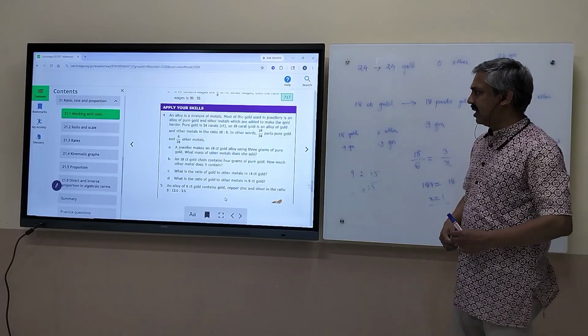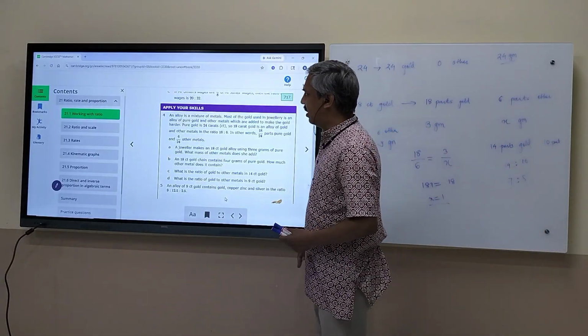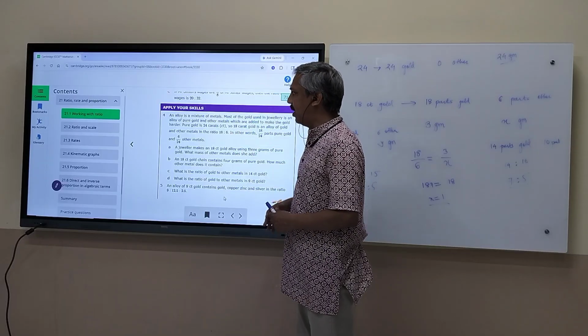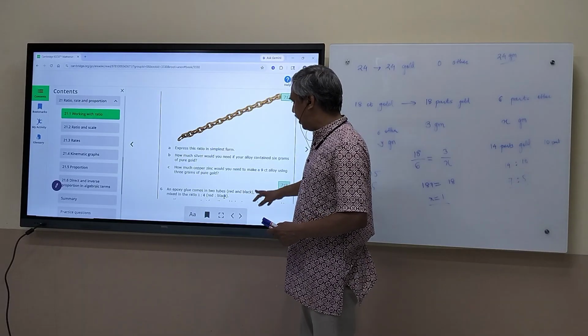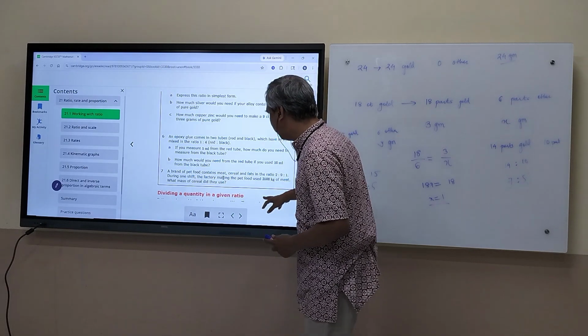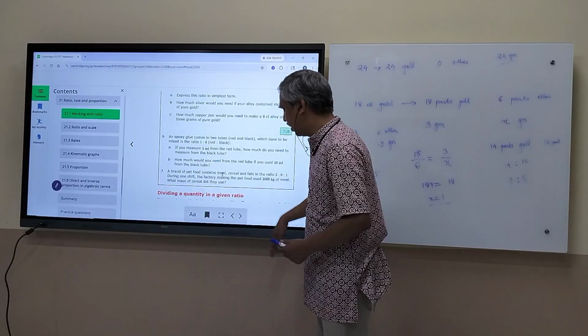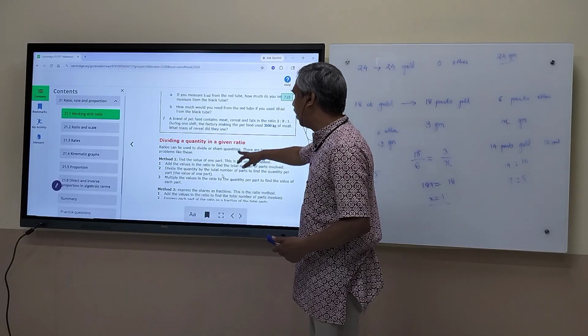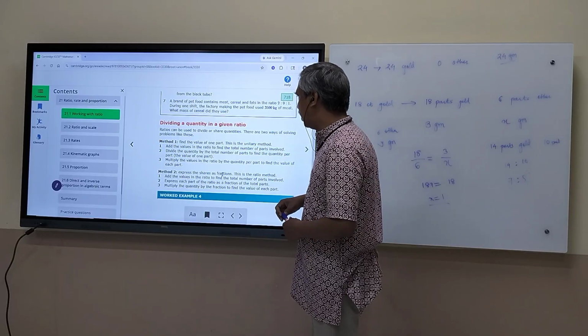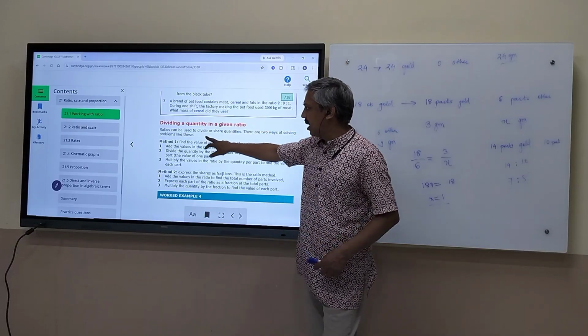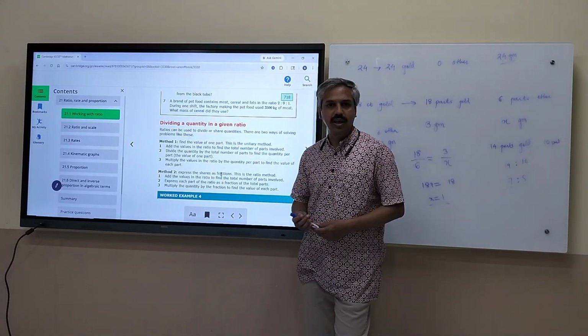I hope you get this. I hope this helps. Please solve exercise 1 and 2. And then, is there any other exercise to come up? Dividing a quantity in the given ratio. Yeah, we will take this and the ratio and see in the next video.